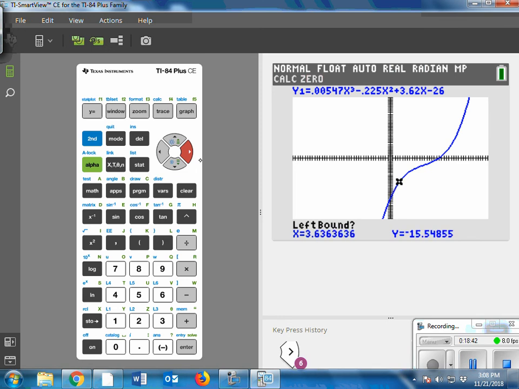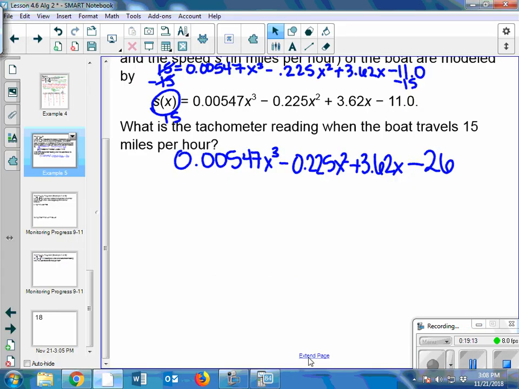Now we need to go to the left because it says left bound right now. We need to go to the left of our point. Okay, I am to the left of my point. I'm going to hit enter. Now it says right bound. We're going to go to the right of our point. Okay, I went a little far, it would still work though. Okay, now I have my 2 settings here, left bound, right bound. They want me to guess. I do. So we've got 19.86 is where it crosses the x-axis.